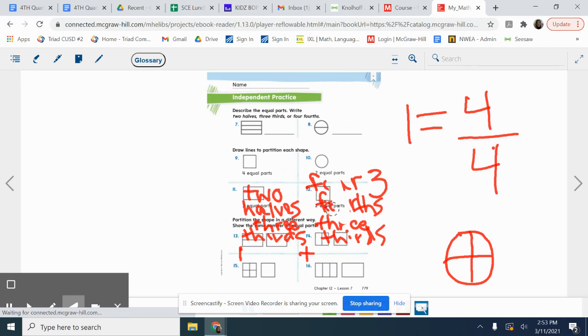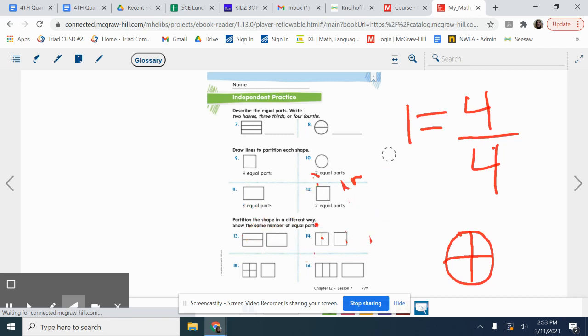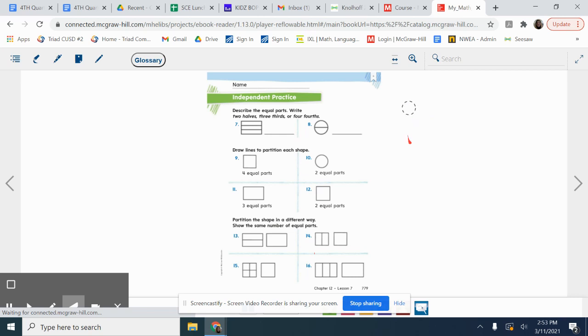All right. Go ahead and erase this out. Okay. Describe the equal parts. I'm going to make this bigger for myself. Hopefully, it'll let me. Okay. So, write 2/2, 3/3, or 4/4. So, number 7 is three equal parts. So, I'm going to write 3/3.